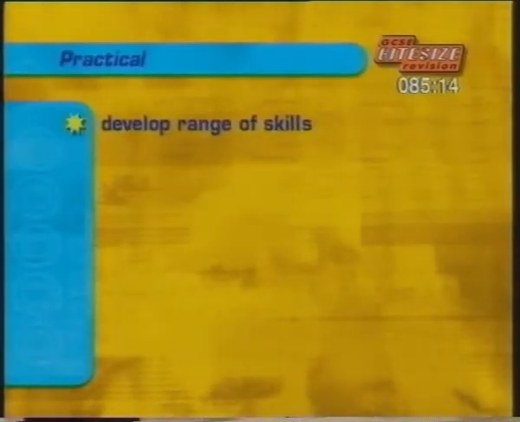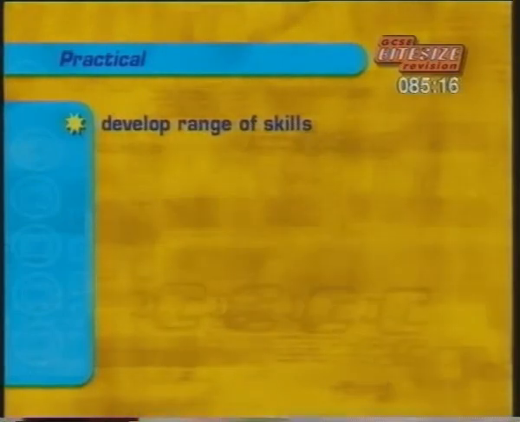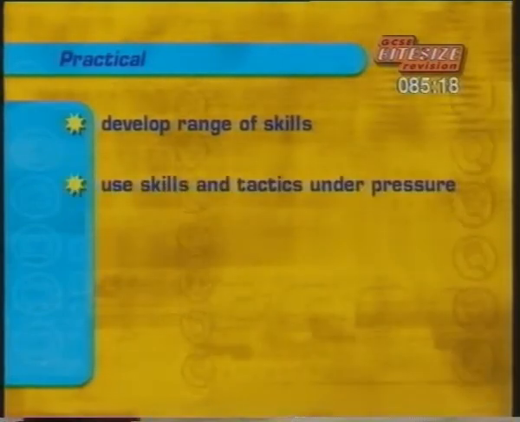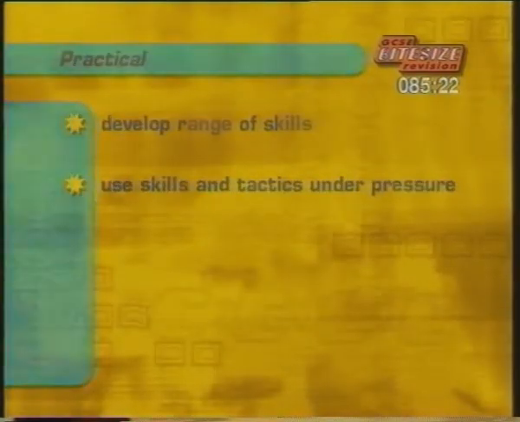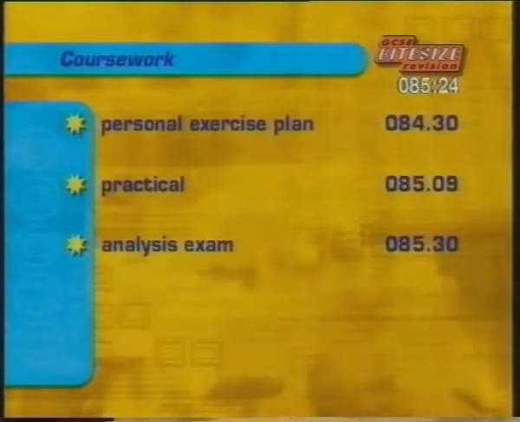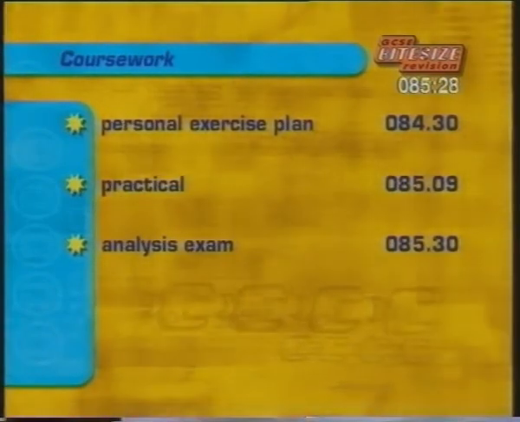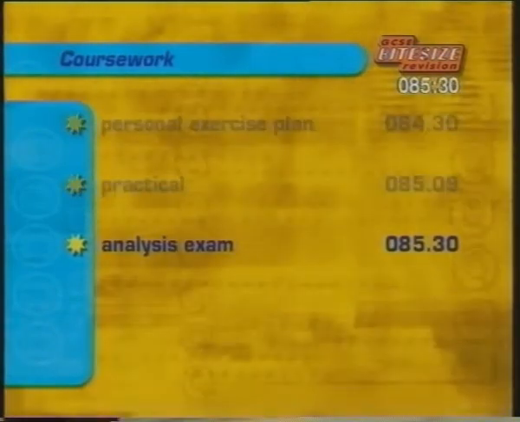practical, you need to gain and develop a range of skills. Then show how you can use skills and tactics under pressure during a game. By the time you use this revision programme, you'll have probably completed your practical coursework and be looking to the third part, the analysis exam.